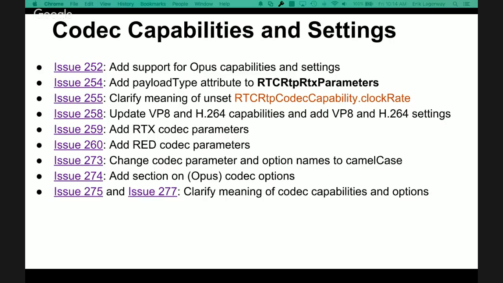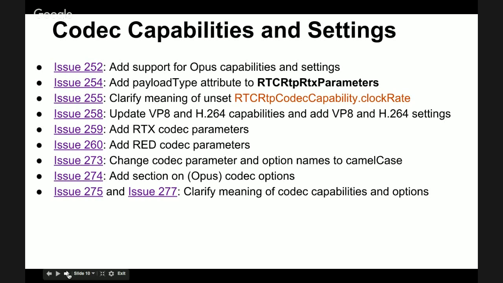As I mentioned, we added a section on Opus codec options in addition to the capabilities and settings. And then we had some clarifications on the exact meaning of what the capabilities were. Basically, for capabilities, if you don't include something, it means that it can't be set. And if you do have a capability, it's either the set of things that are supported for settings, or in the case where it's just one thing, it's the default that you'll get if you don't set anything. So that's the bucket of capabilities and settings.